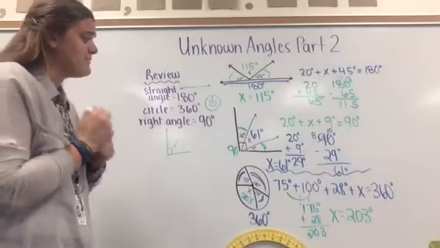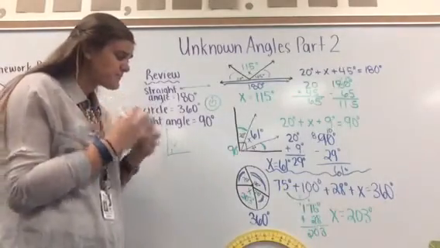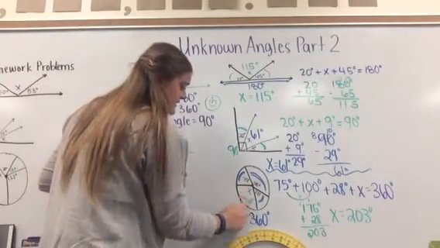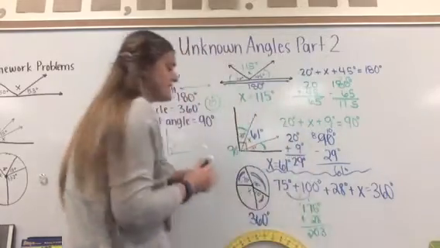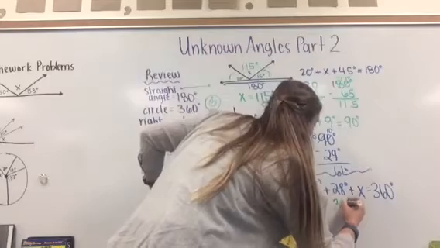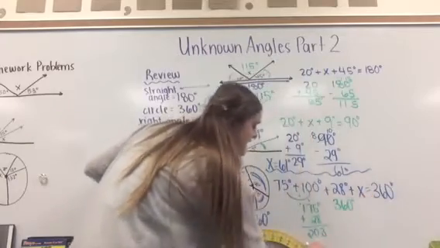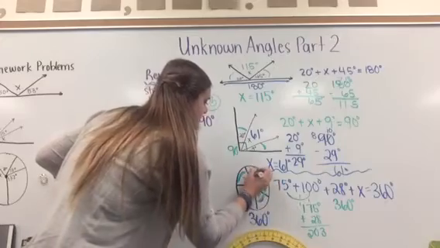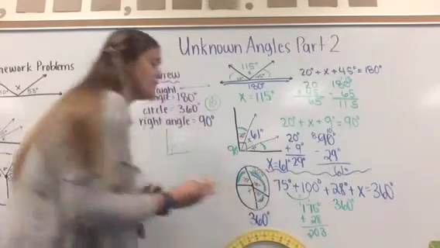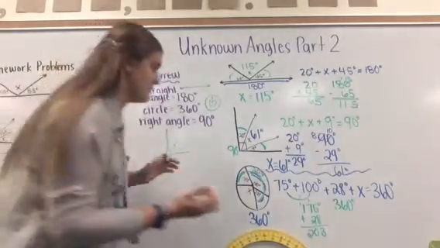Oh wait, I messed up. I forgot to do a step. This is the total of these. I'm so sorry. But what I needed to do was to take 360 degrees and subtract this total, because all of these combined is 203 degrees. So you want to make sure you don't miss that step as well.